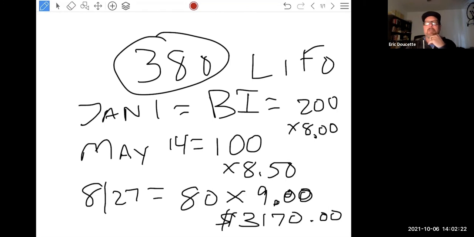It is a little tricky, but again, look in your book on pages 535 all the way to 538 and 39, and you'll go through both those methods. Now we're going to look at one more method here in just a minute. This is the average price method.